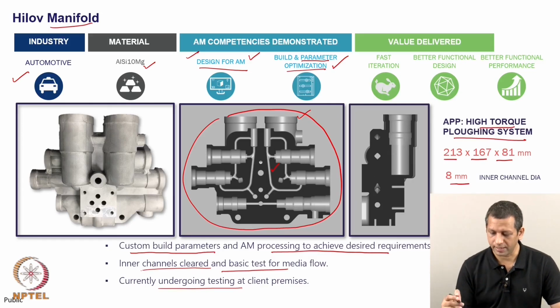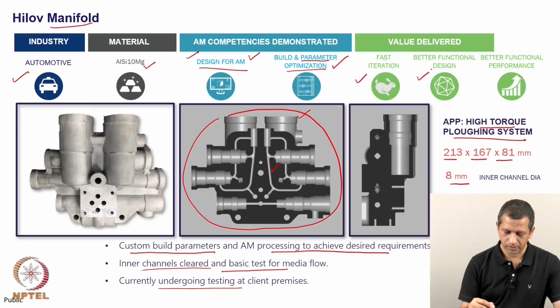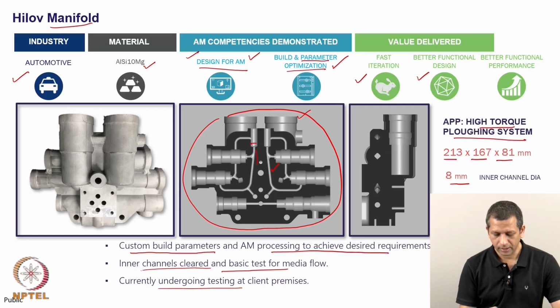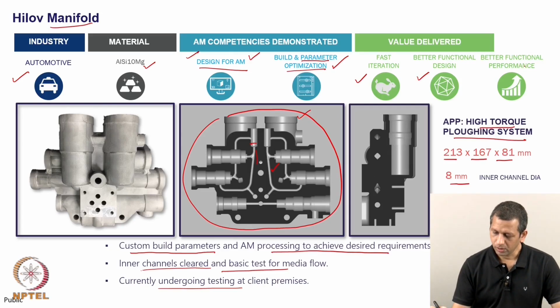Overall, the value that was added using additive manufacturing for this product was faster iteration when the design changes were needed. It also offers better functional design, because as you have seen in this, there are finer channels, there are larger diameter channels and so on, and all these parts have different properties. So, all that could be printed using a single process cycle. It also offers better functional performance.